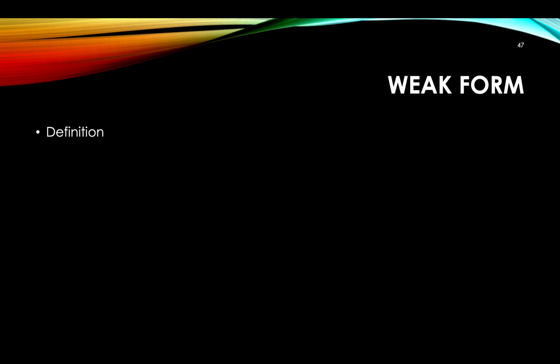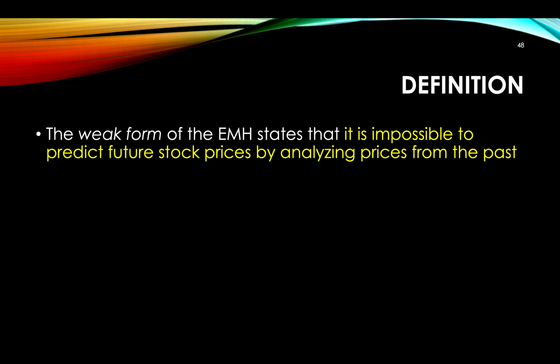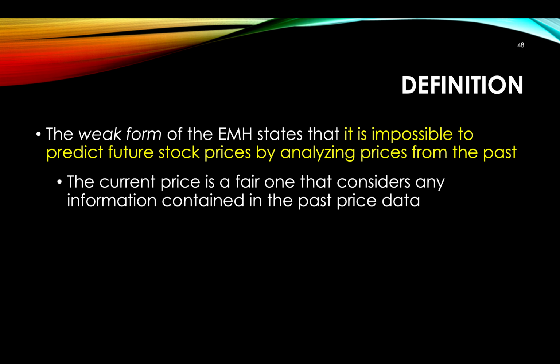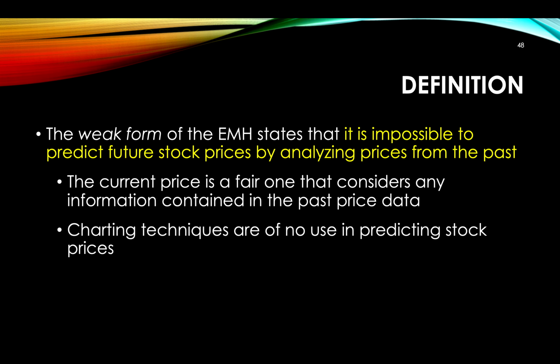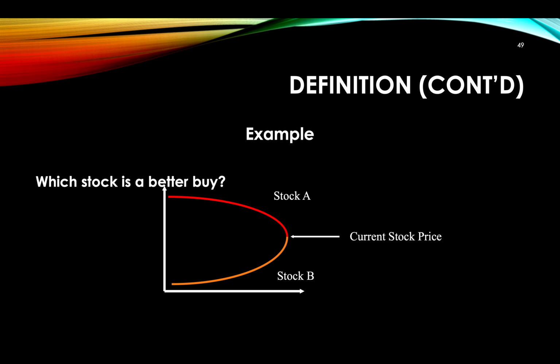So let's explore the weak form a little bit better here. Basically, it's charting. The weak form says it's impossible to predict future prices by analyzing prices from the past. The current price is a fair one, and if you look at past price data, prices going up, prices going down, you can't really use that information to outperform or underperform in selecting individual stocks. There's a whole industry out there that uses charting, but under the weak form there's no use in predicting stock prices using charts.